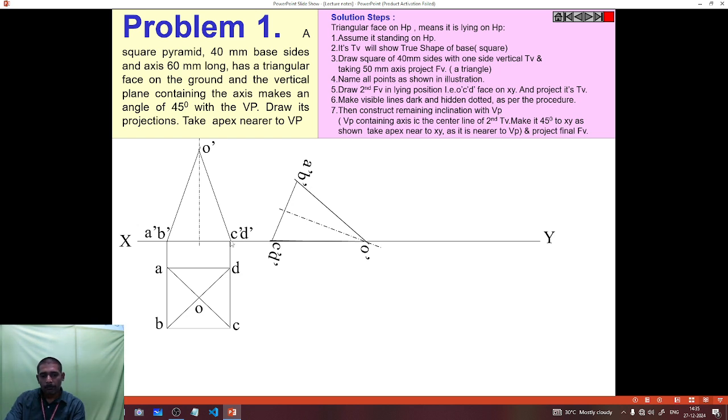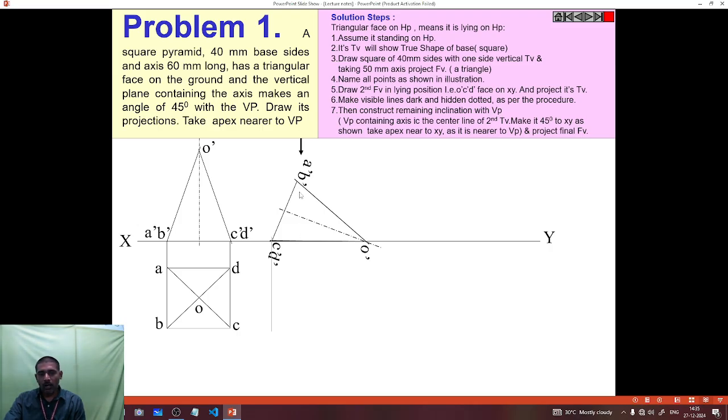Next, how to draw A and B. Here, take the measurement from C to A and cut an arc from here. Next, take the measurement from O to A dash and B dash and cut another arc from O. Here cut another arc. So this point is A and B. Next, join C to A and then A to O. So this is the line on the ground.